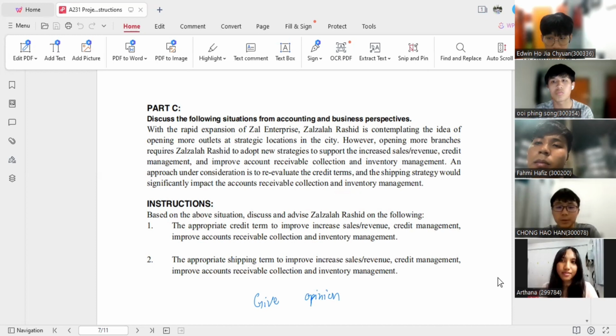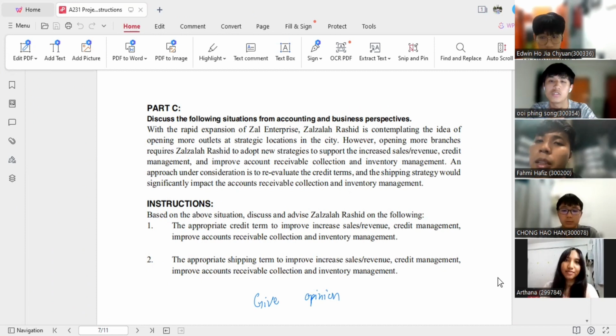For my opinion, I think Zai Enterprise should have a flat rate shipping. This is because they can implement a flat rate shipping strategy for standard orders, which simplifies the shipping cost structure, making it transparent for customers and reducing cart abandonment. So, guys, do you agree with me? I agree with you. Yes.